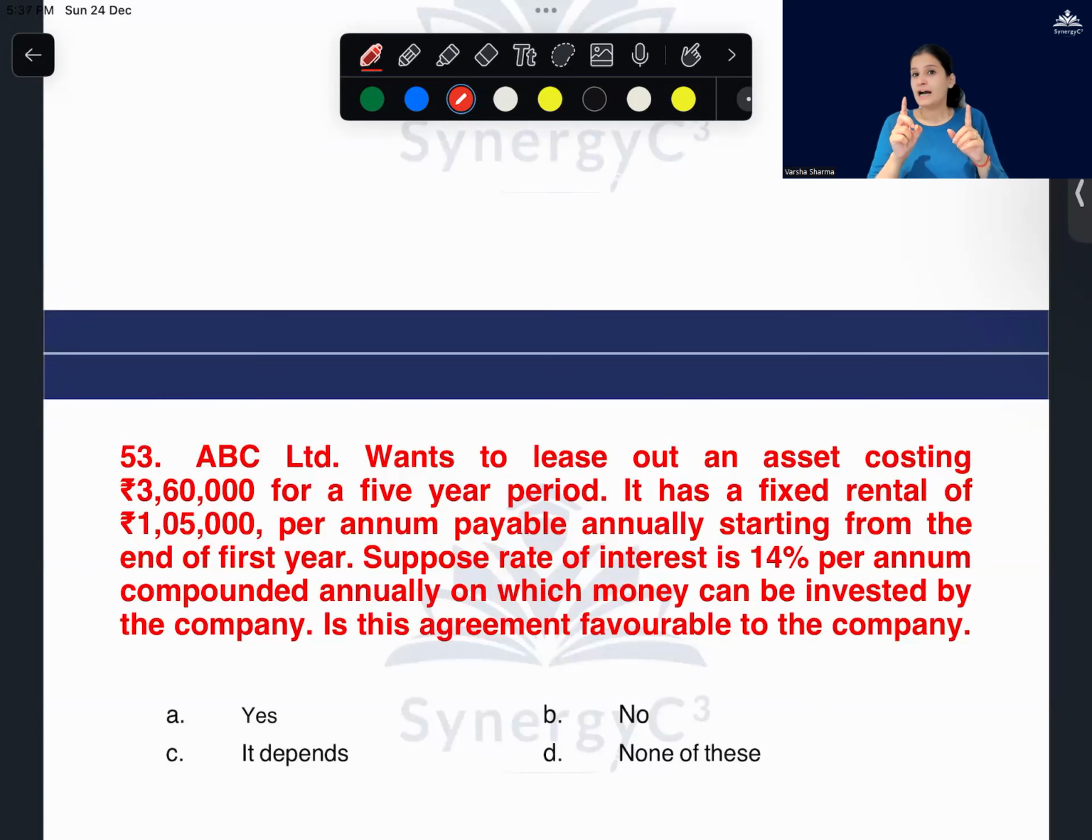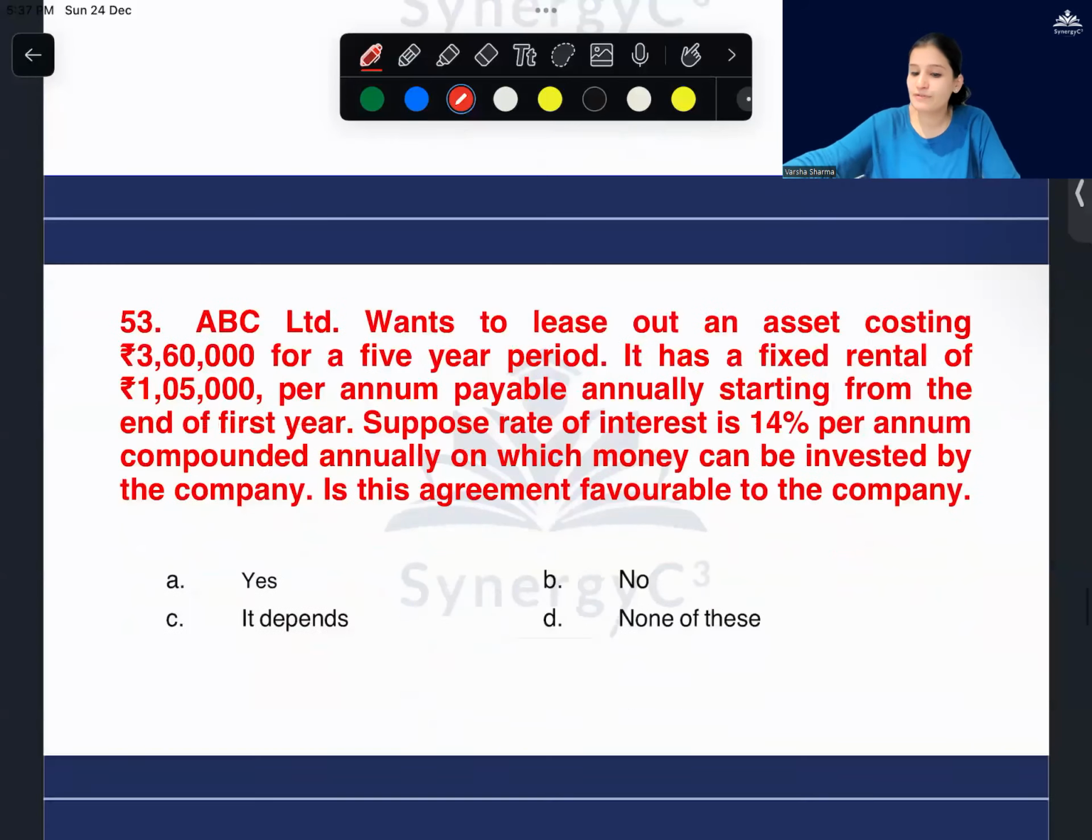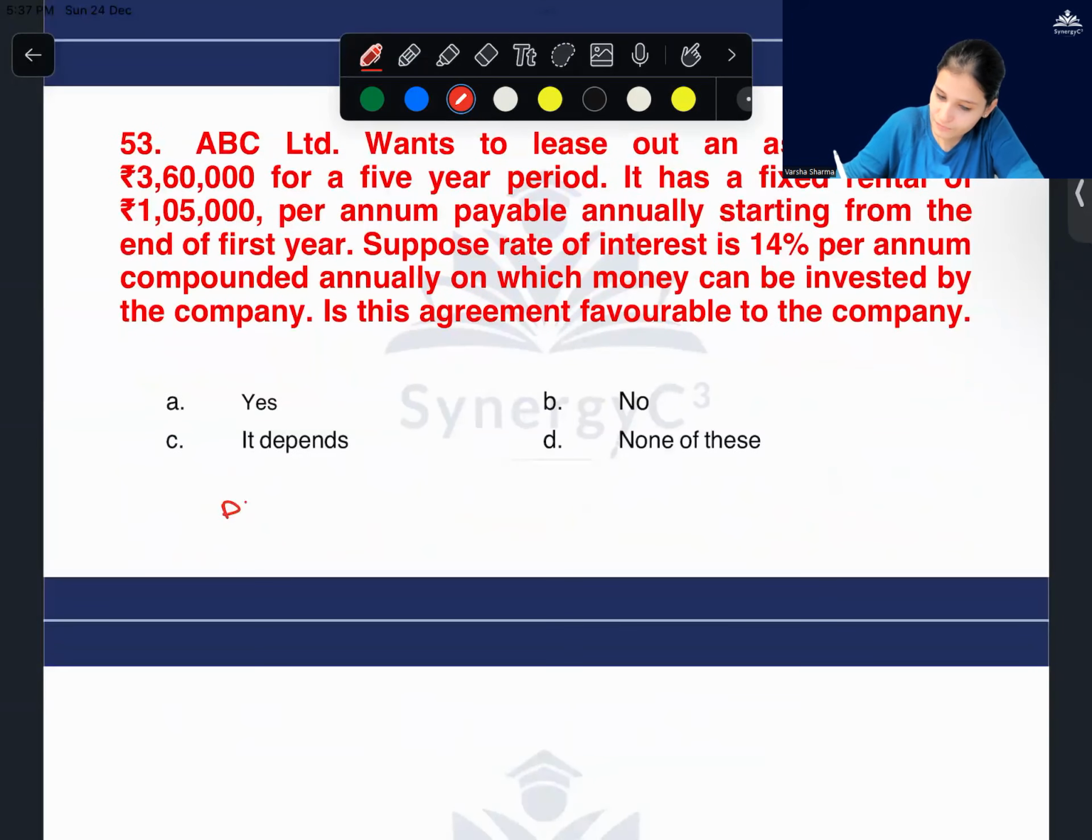I am the company. My asset cost rupees 3 lakh and 60,000. Clear? If I sell it, I'm getting 3 lakh 60,000 for a 5-year period. Done. Now I need to find out whether I should sell at 3 lakh 60,000 or rent it out at 1 lakh 5,000 for a period of 5 years. Clear?